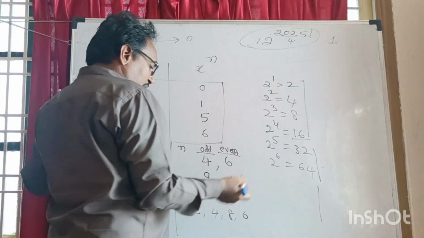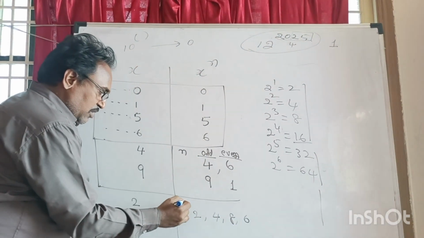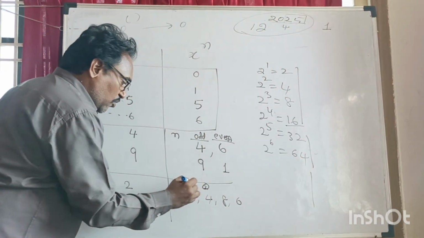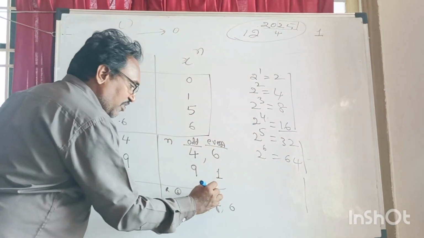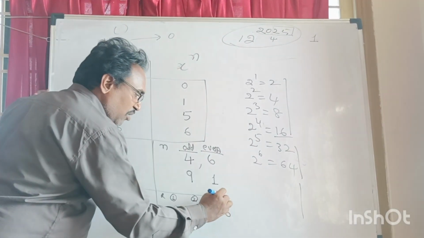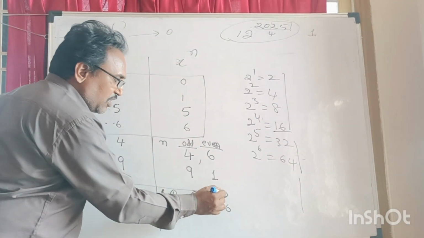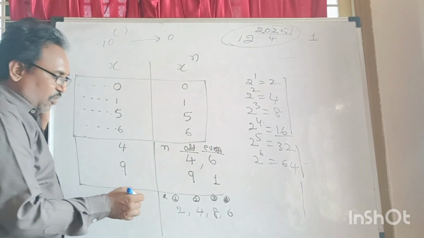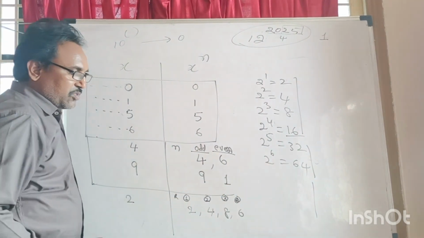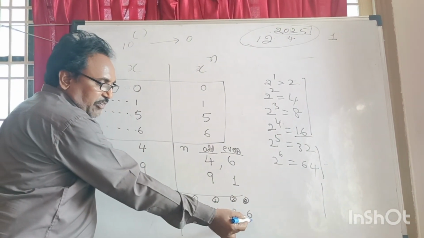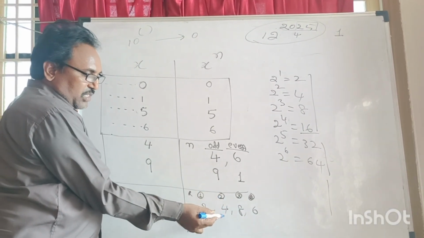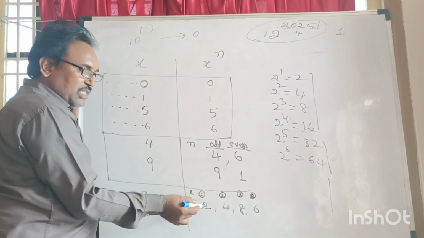Since 1 is the remainder, you remember the power. So remainder 1, you will get 2. Remainder 2, remainder 3, remainder 4, and remainder 4 means remainder 0. So when you divide a number by 4, the remainders are 1, 2, 3 or 0. When you get 0, the units digit will be 6. Remainder 3, units digit is 8. Remainder 2, units digit is 4. Remainder 1, units digit is 2.